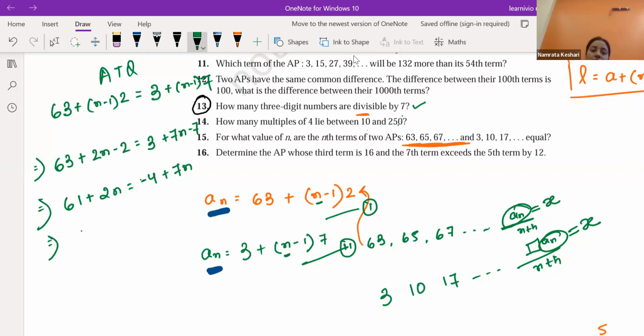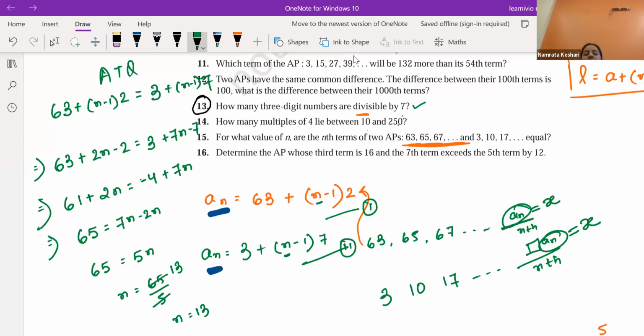Here we will get 61 plus 4, that means 65, and there we will get 7n minus 2n. So we will be getting 5n equals 65, so n will be 65 by 5. We are getting 13. That means the 13th term of the first AP and the 13th term of the next AP will be equal to each other.